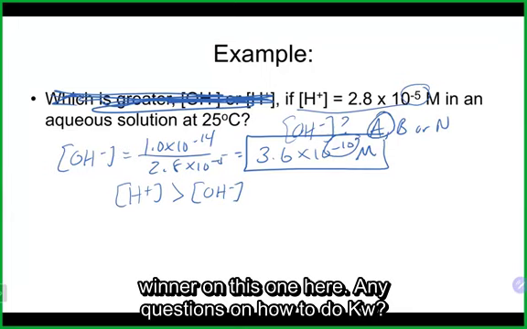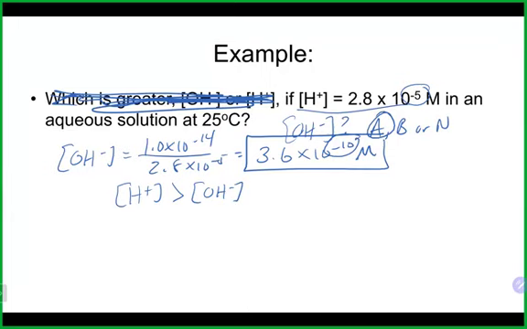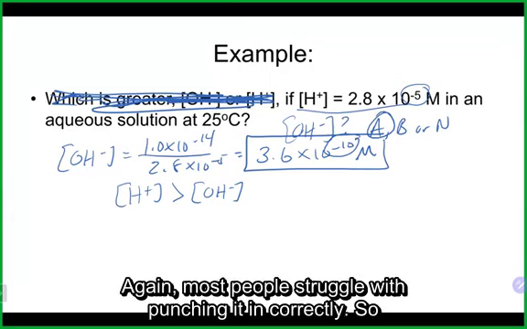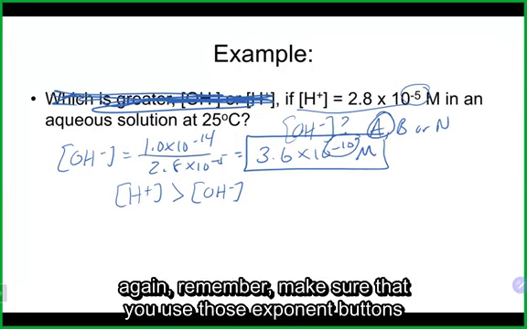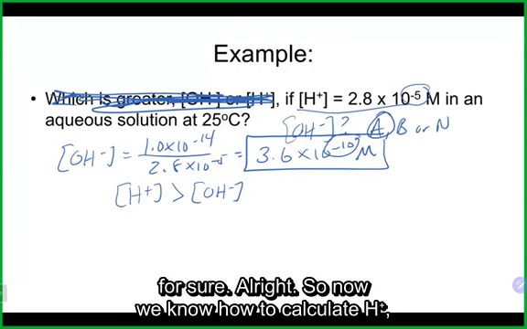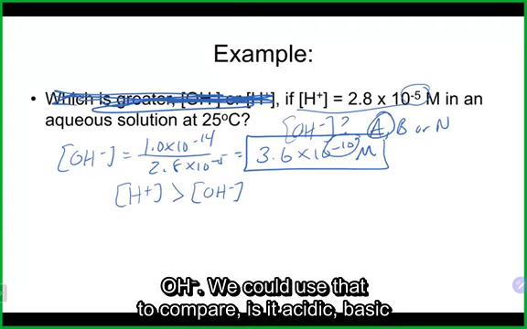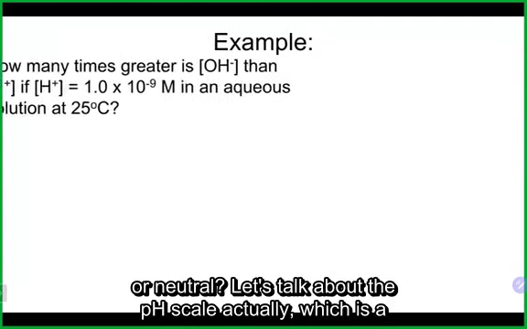Any questions on how to do KW? Again, most people struggle with punching it in correctly. So remember, make sure that you use those exponent buttons for sure. All right, so now that we know how to calculate H plus and OH minus, we could use that to compare: is it acidic, basic, or neutral?